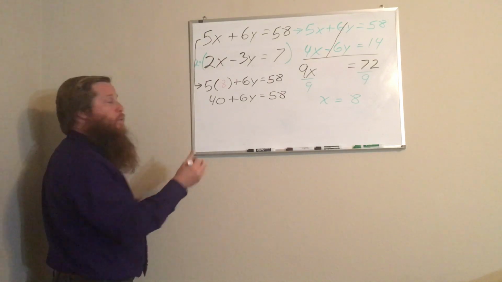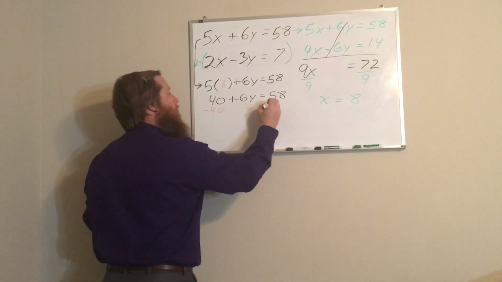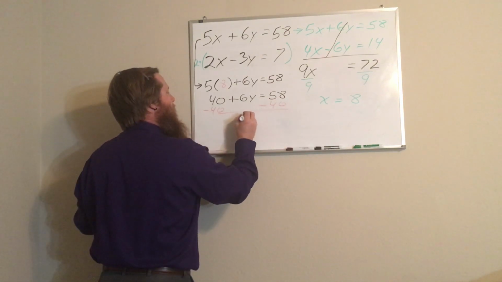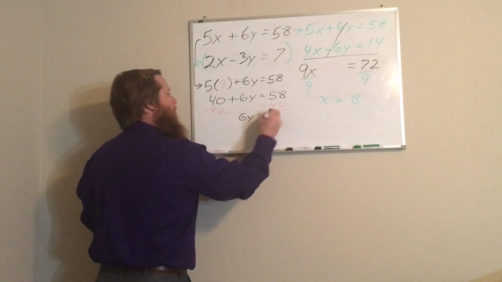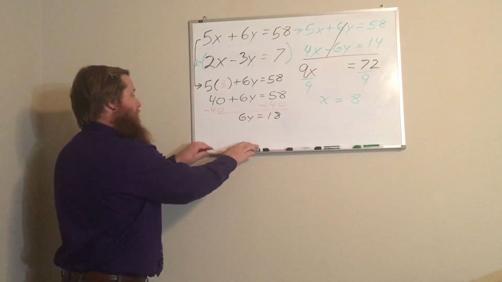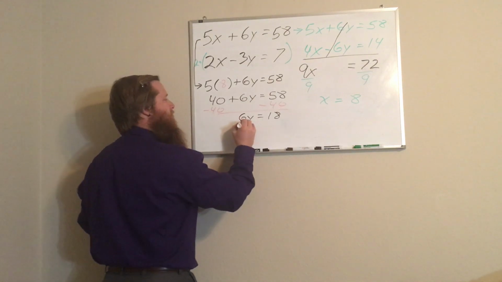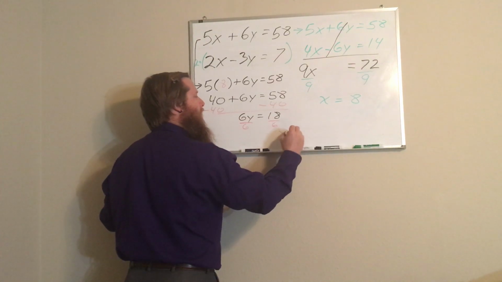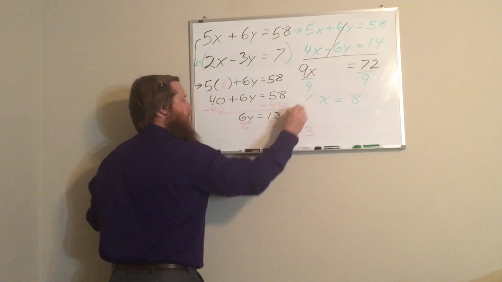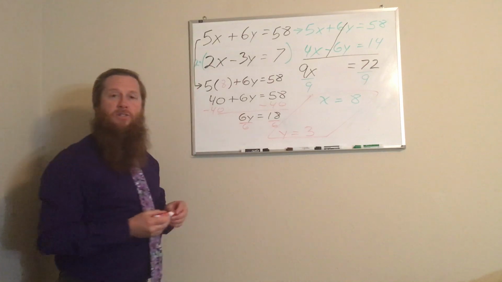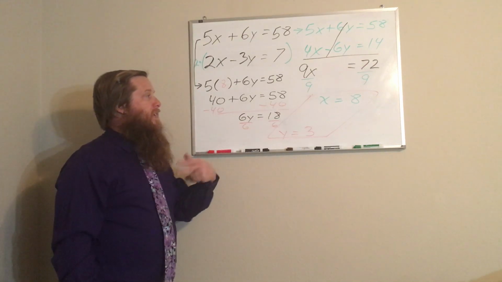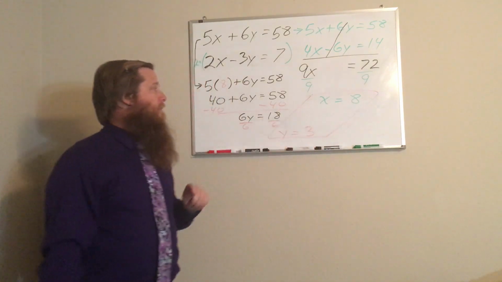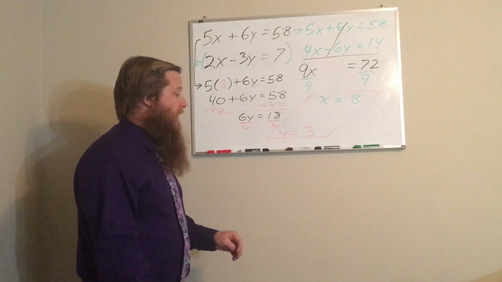I'm going to subtract 40 from both sides. When I do this, it leaves me with 6y is equal to 18. The inverse of multiplication is division. So we divide both sides by 6, and we end up with y equals 3. These are our two answers, and just like on Monday, if you cannot enter both a letter and a number into the Google form, please just answer both of your numbers, and hopefully we can figure it out from there.